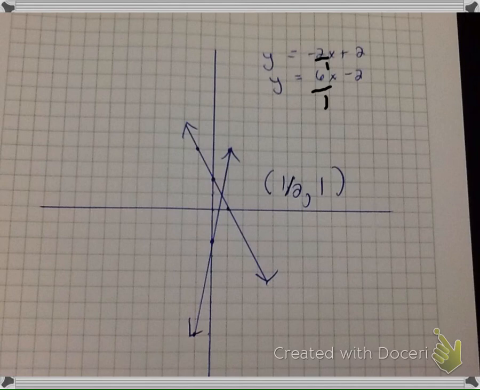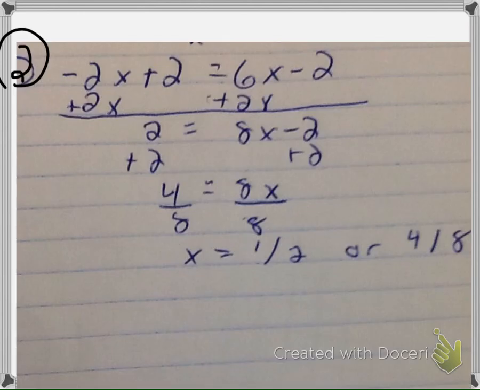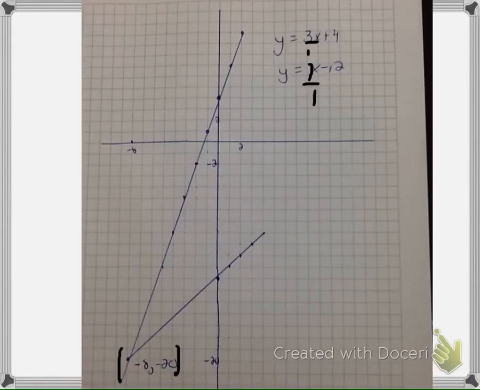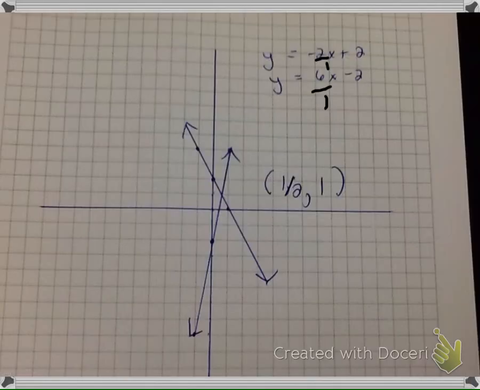And now look at where they're intersecting. It's like over a half and up 1. And even though it's not exactly a half, I know that it really is a half because when we solved it before, the x-coordinate of our solution was a half. And so I know for sure that that is correct. 1/2, 1. For sure.